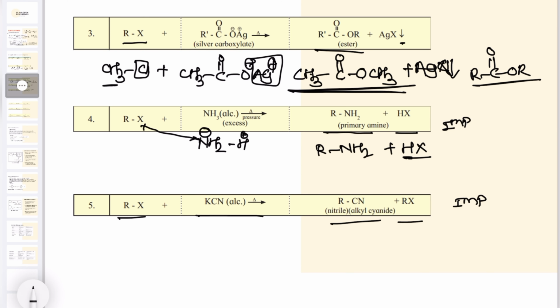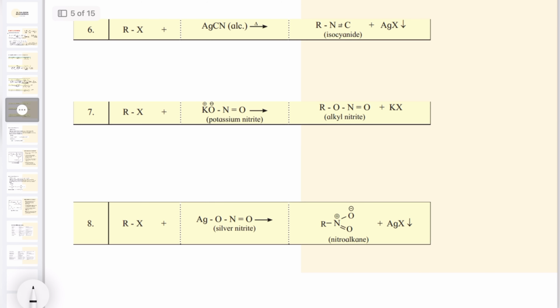Then next is when this alkyl halide is treated with silver cyanide, which is also present in alcoholic state, and heat, then formation of this RCN and AgX. This is precipitated out, known as isocyanide. Isocyanide में क्या होता है? This R is bonded to N triple bond C, not to the N C triple bond N. Okay, this is the isocyanide structure.